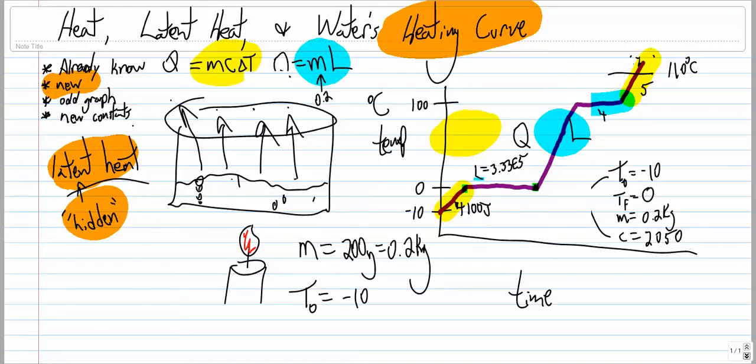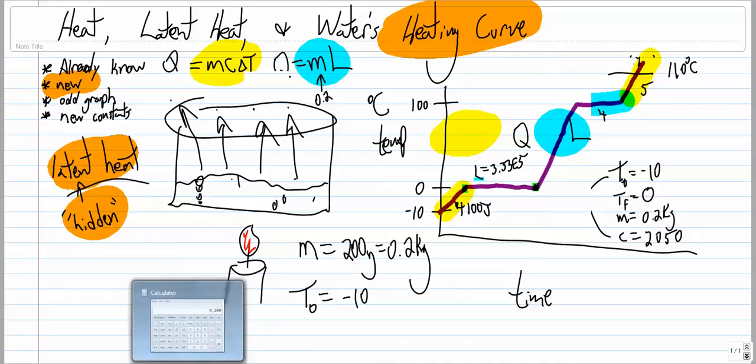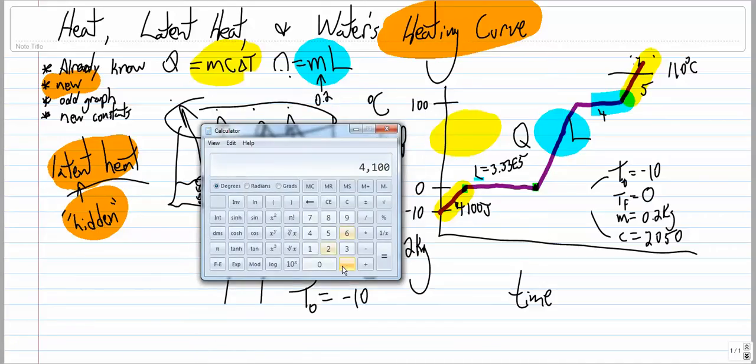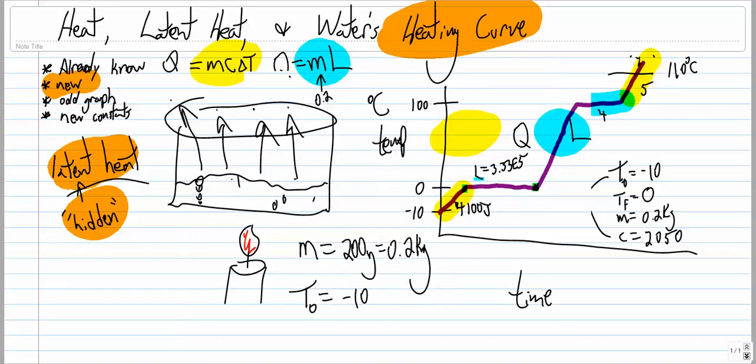Okay, so all we've got to do is multiply that number times 0.2. So we've got 0.2 times 3.33 times 10 to the fifth, and we get 66,600. Okay, so this chunk of the graph is 66,600 joules.